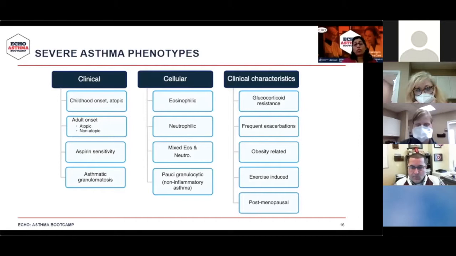There are patients who are doing fine between their exacerbations, but really frequently exacerbate a lot. There are some patients who really have developed asthma only as they have gained weight or obesity related. There are some patients who have pretty mild asthma, but really have symptoms only when they exercise or exert themselves. And then a subset of women who develop asthma once they hit menopause or after menopause.